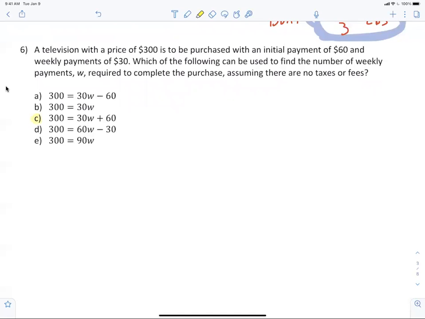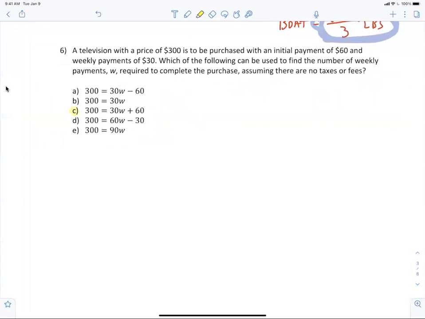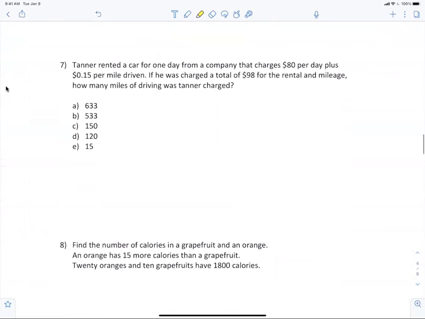All right, I thought that was kind of easy, right? There's no work, because there's nothing there to show. It's just, do you understand the concept? All right, so I'm good with that. All right, so number 7.